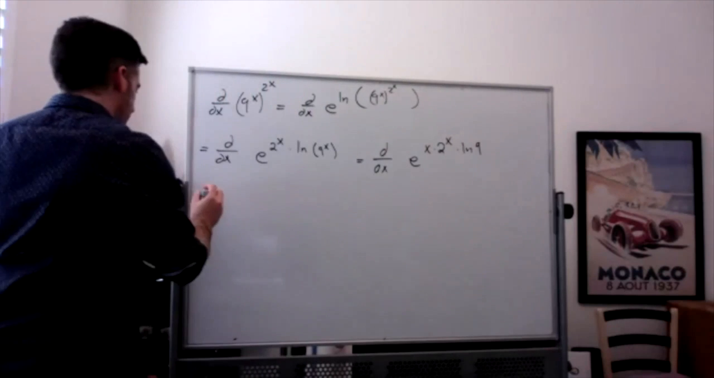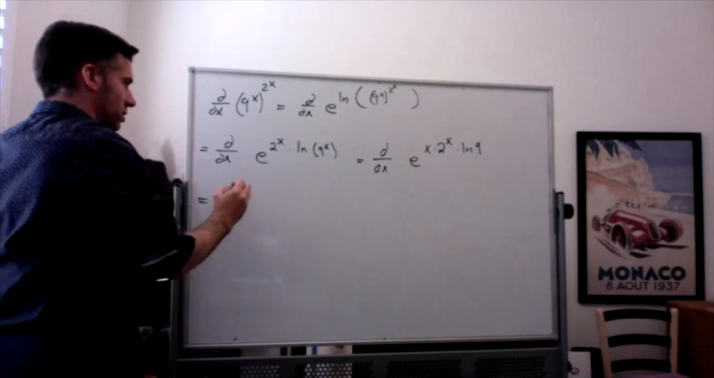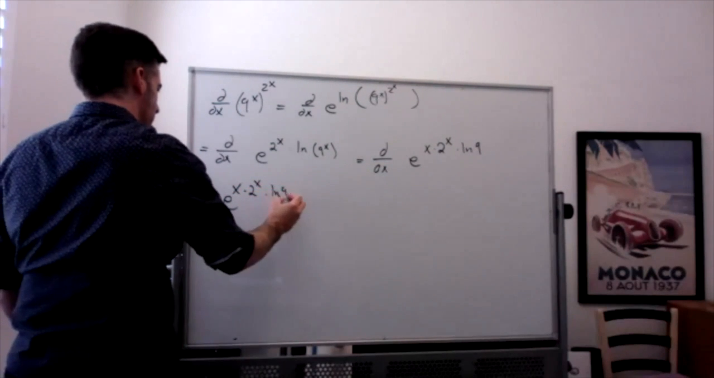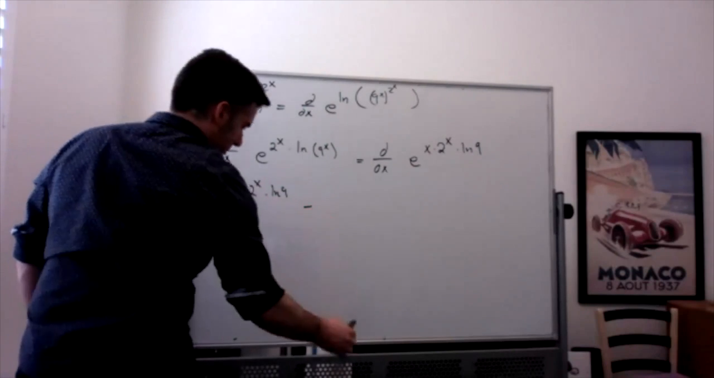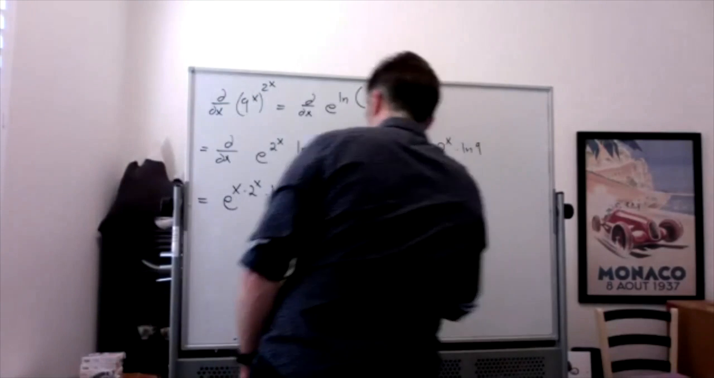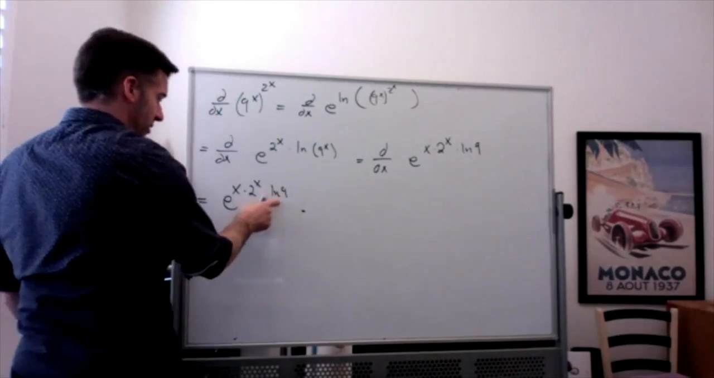So we know that the derivative of e to the stuff is the same e to the stuff times, good God, where's the other eraser going? I'm hiding my erasers from myself. The derivative of that stuff.